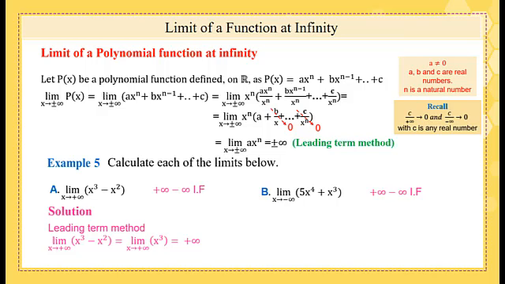Another example, the limit of 5x^4 plus x cubed as x tends to minus infinity is plus infinity minus infinity, which is also an indeterminate form. Also, by the leading term method, we get this limit equals the limit of 5x^4 as x tends to minus infinity, which is plus infinity.